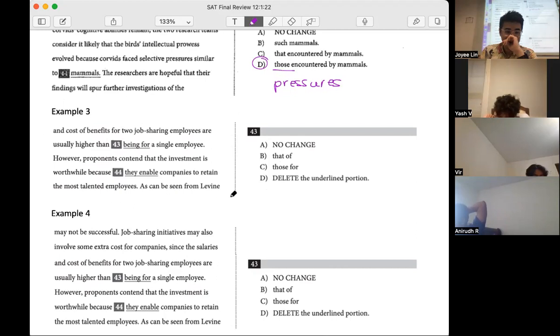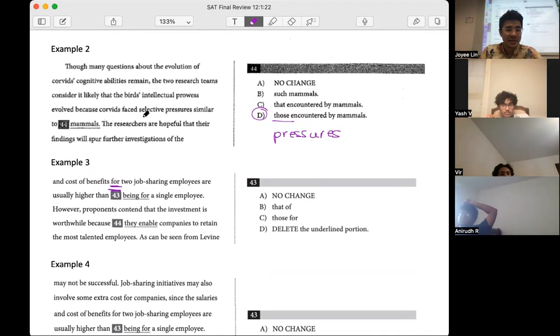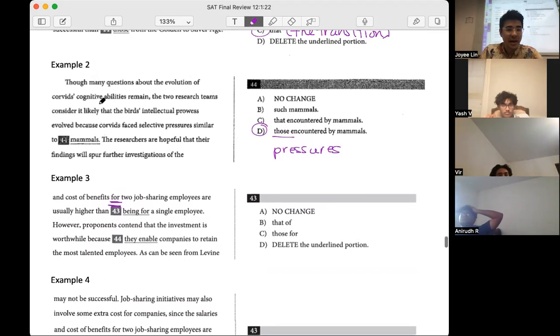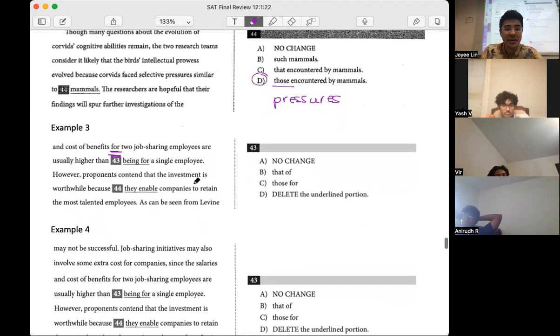Institutions, yeah. But at the same time, cost of benefits is singular, right? All right, you see the word for here, right? So for parallel reasons, those encountered by, right? So there's a parallel structure thing here.